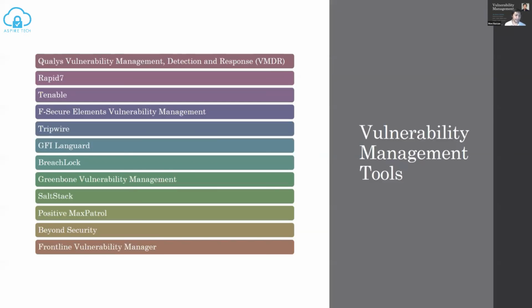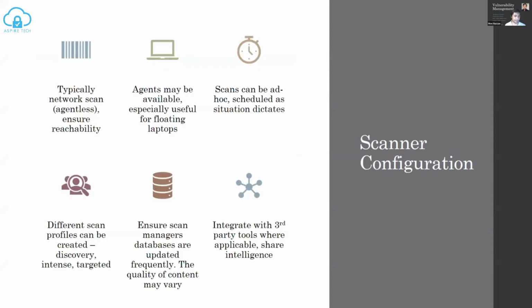So here are some potential tools that you can use. Obviously, this is not a complete list. These are some of the market leaders, including some of the open source ones. Greenbone, I believe, is the open source one here. These are very good tools. So how do these tools work? Typically, they scan you and probe your network. It's agentless. You want to make sure that your vulnerability manager can access all of your network. Agents are available, especially for remote laptops.